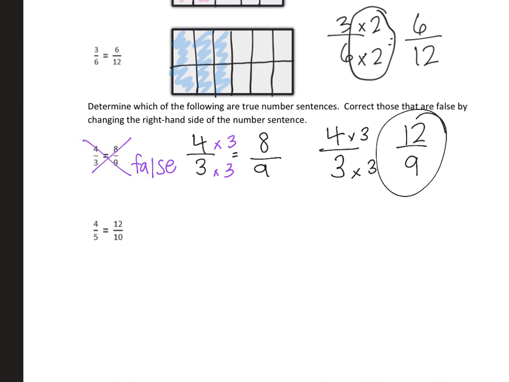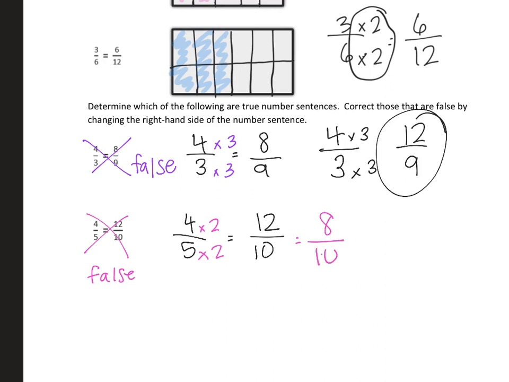All right? Let's try the next one. 4/5 is equal to 12/10. Okay? 5 times what gives me 10? 5 times 2. And 4 times 2 gives me not 12, right? So this one is also false. And that would actually give us 4 times 2 is 8, so that's going to give us 8/10 as our correct answer.